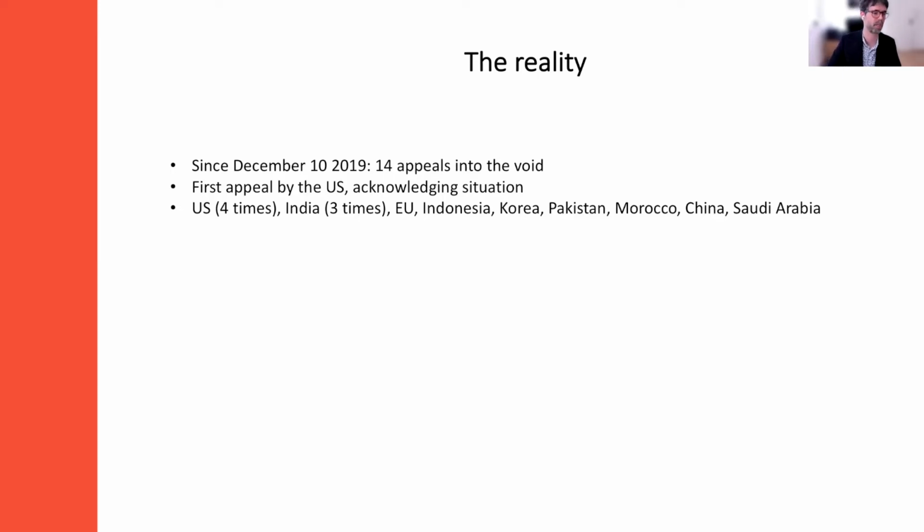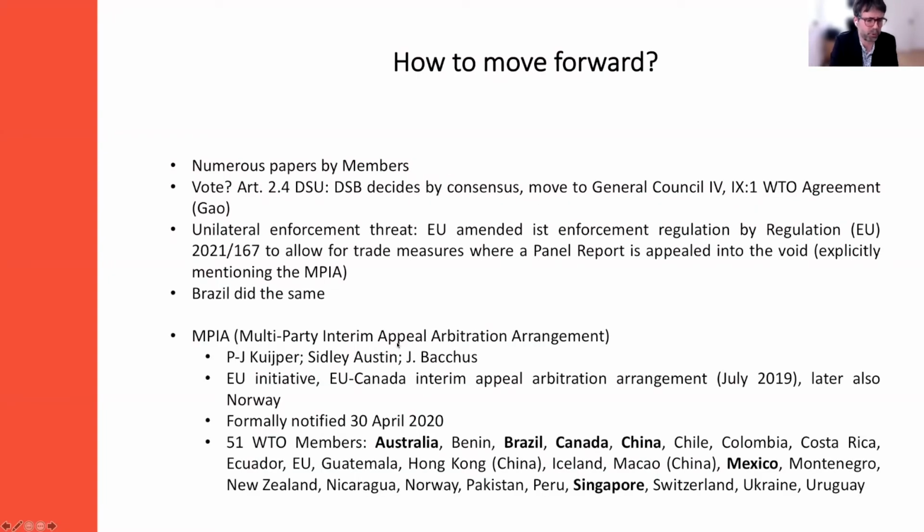China has appealed into the void. So it is by now common practice for a losing side that doesn't like the panel report. How do we move forward?